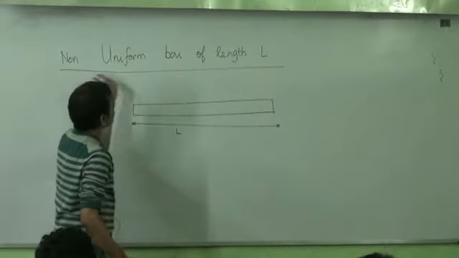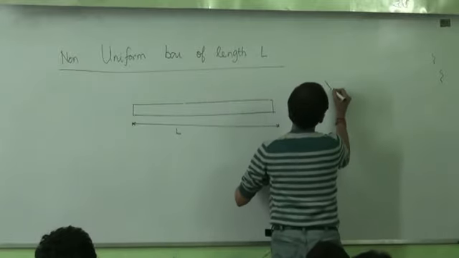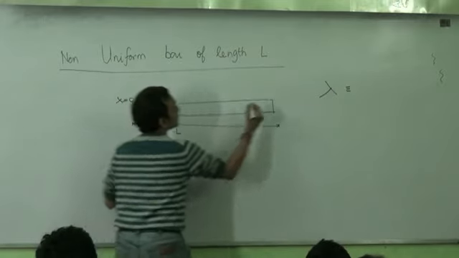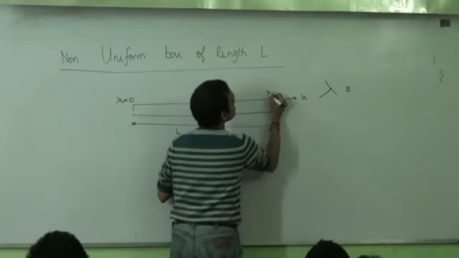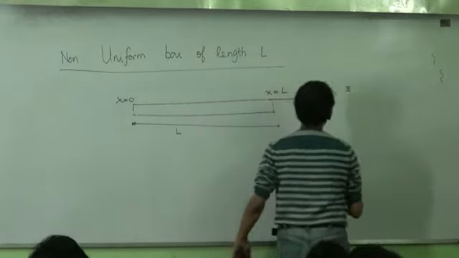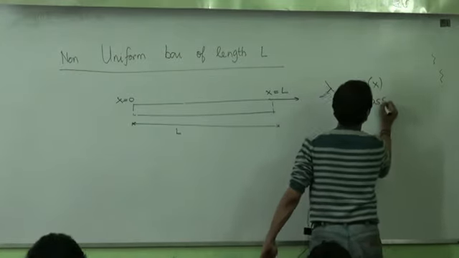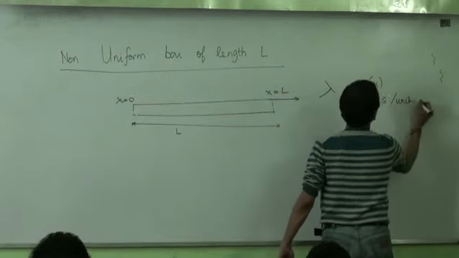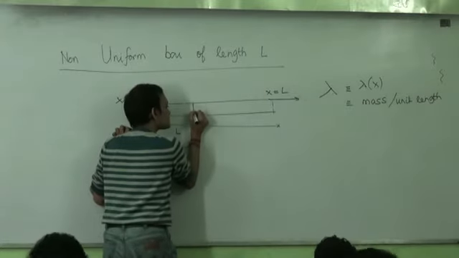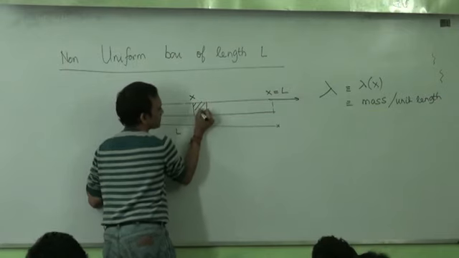So now I'm talking of a non-uniform bar of length L, in which lambda represents mass per unit length. Let's say this is x equal to 0, this is the x direction, and this is x equal to L, where lambda is a function of x. Lambda is the mass per unit length. What it really means is that if at a certain x, I select a small length dx.